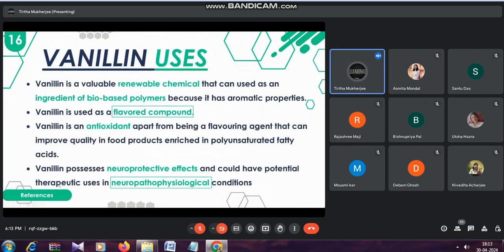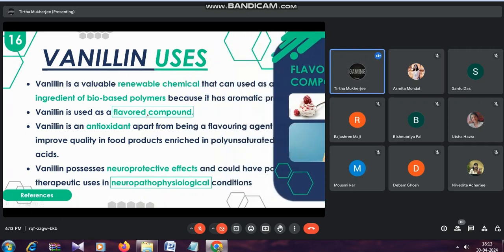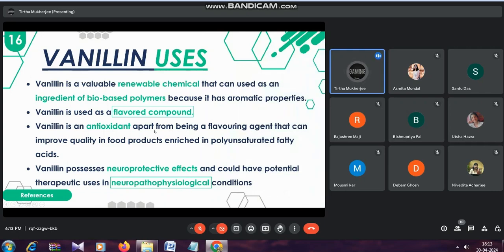Moving on, the uses of vanillin. Vanillin is widely used in many diverse fields. Firstly, as a valuable renewable chemical, vanillin is often used as an ingredient in bio-based polymers due to its aromatic properties. Secondly, it serves as a flavor compound. These are some of the flavored products where vanillin is used: chocolates, ice cream, creams, etc. It also acts as an antioxidant, improving the quality of food products rich in polyunsaturated fatty acids.